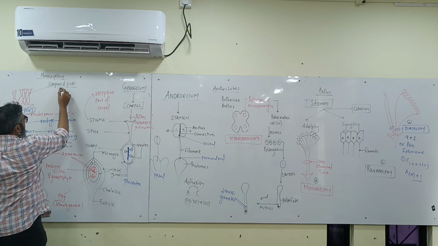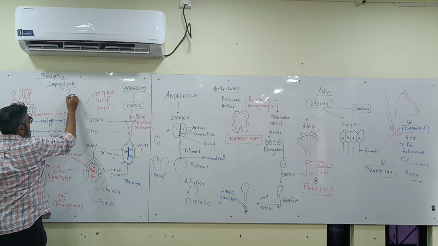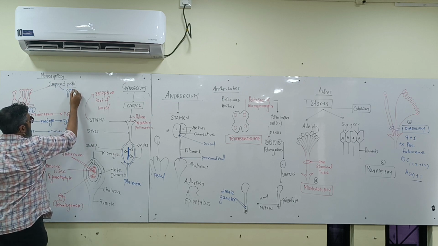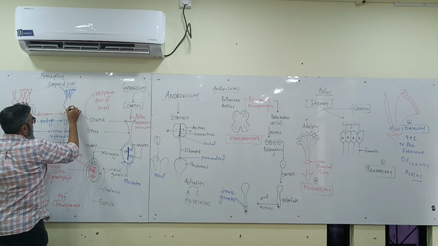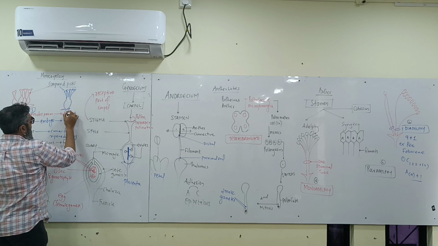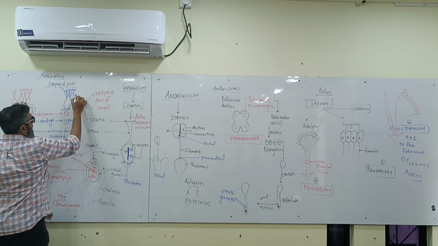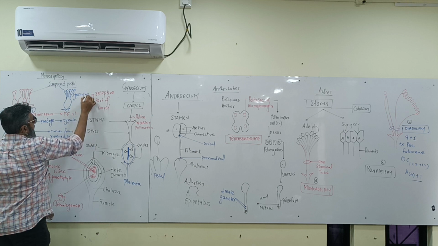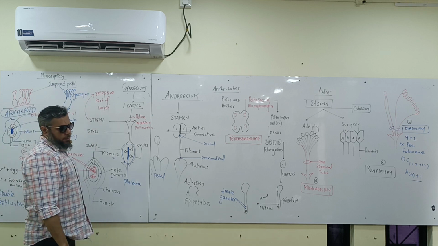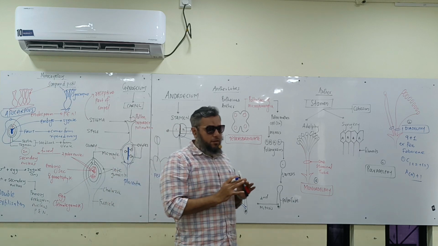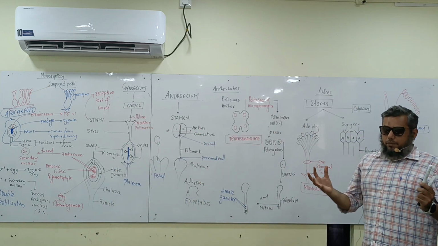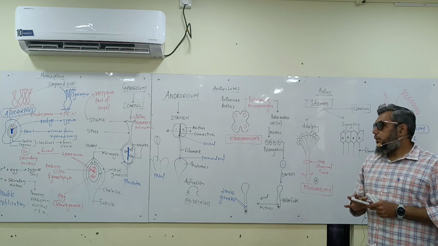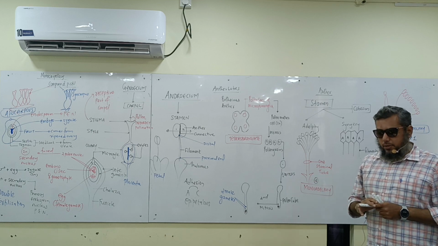And who is this? Stigma, style, stigma, style, stigma. But the ovary is fused. इसको बोलेंगे syncarpous. So if the carpels are free, the condition is called apocarpous. And if the carpels are fused, then it is called syncarpous.